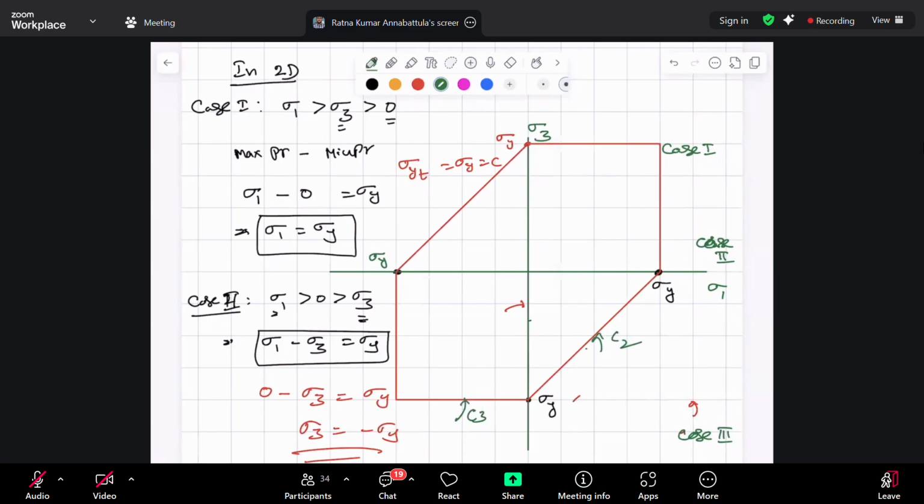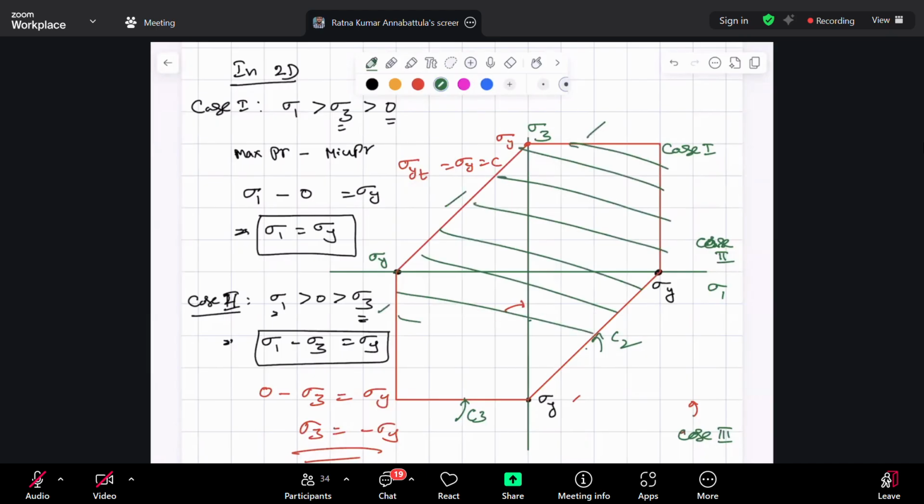Similarly, if you reverse sigma 1 and sigma 3, sigma 3 being the largest principal stress, then this and this will come in. So this total area enclosed by this is your locus for failure surface in 2D, or it is called the failure locus. And what is this shape? How many sides are there? Hexagon. It's a hexagon in 2D.